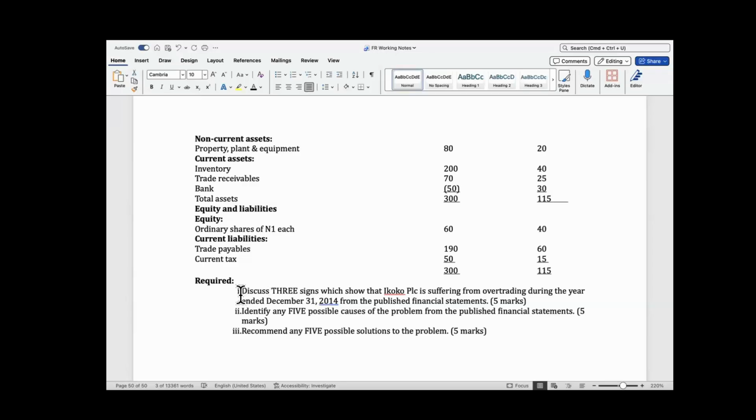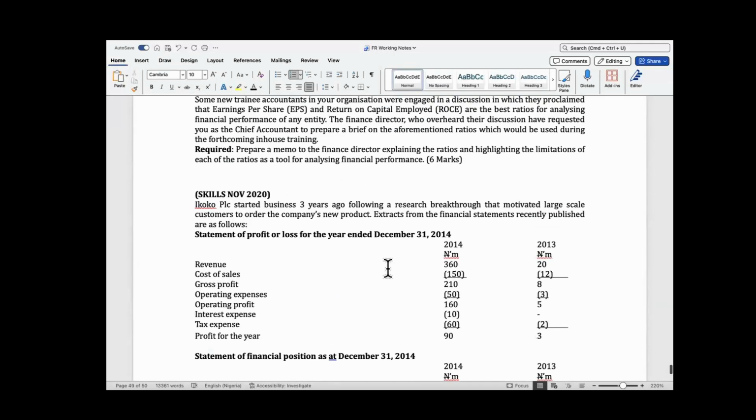So just check your notes, and this account gives you some practical insight into overtrading. So this is a question of November 2020.